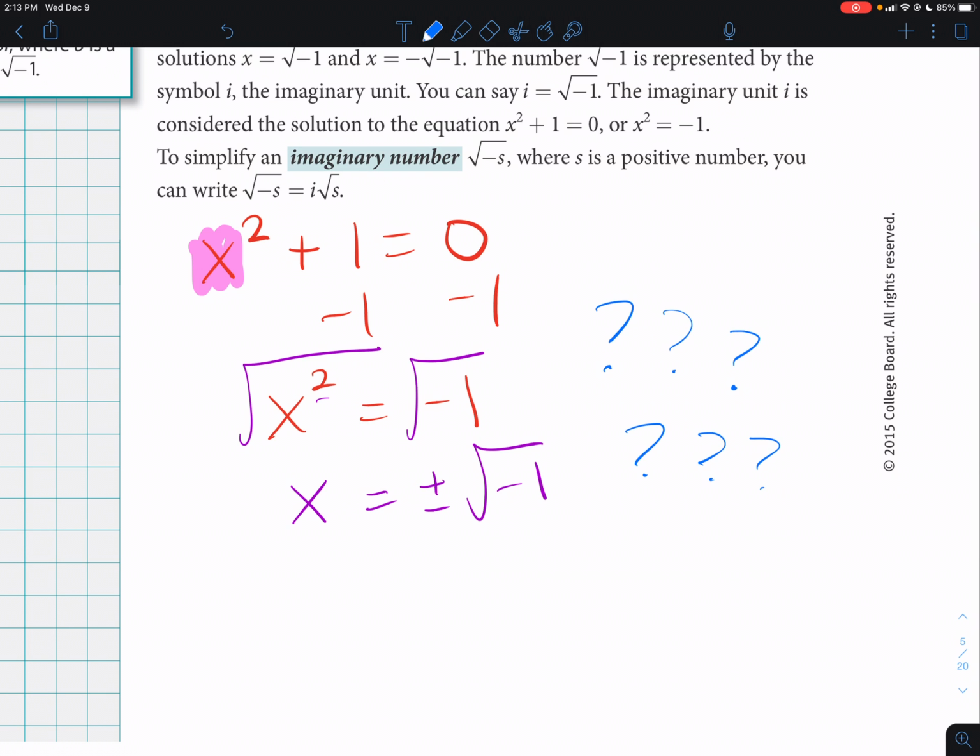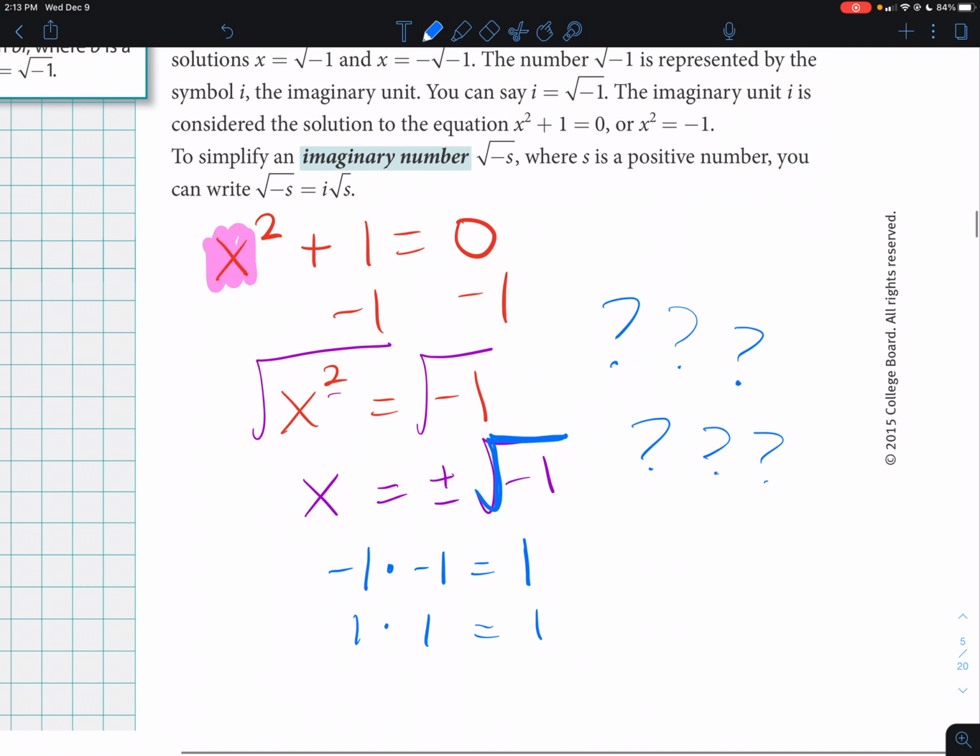Because if you think about it, when you square something, you're multiplying it times itself. And if we did negative 1 times negative 1, that would give us positive 1. And 1 times 1 is still positive 1. So it doesn't exist. The square root of negative 1 doesn't exist.